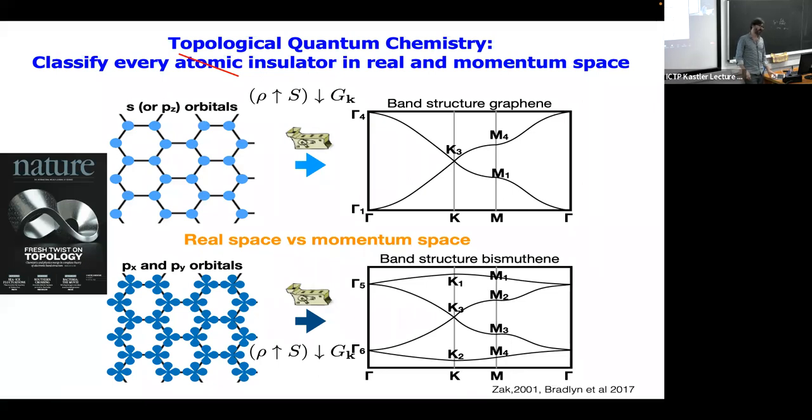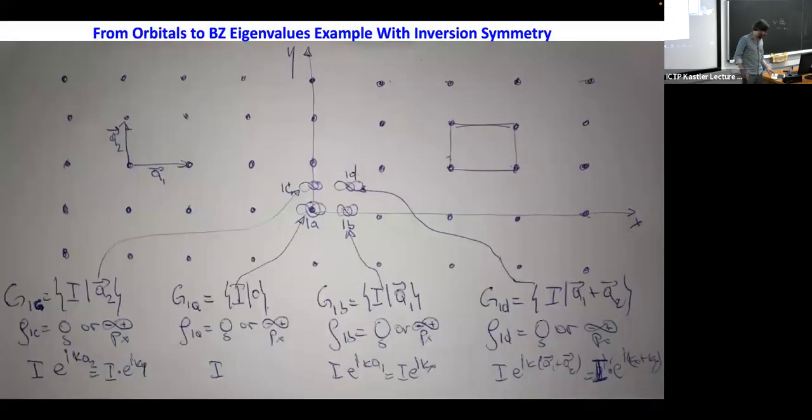So let's see how this goes, because if we know this procedure, then we know which bands come from atomic orbitals, which bands do not come from atomic orbitals and hence are topological, and we know many other things. So for example, this is an example of this induction procedure with inversion symmetry. I have on a rectangular 2D lattice 4 points in the unit cell that are inversion invariant. One point is the origin, the other point is the mid-bond in the X direction, the Y direction, and mid-cell.